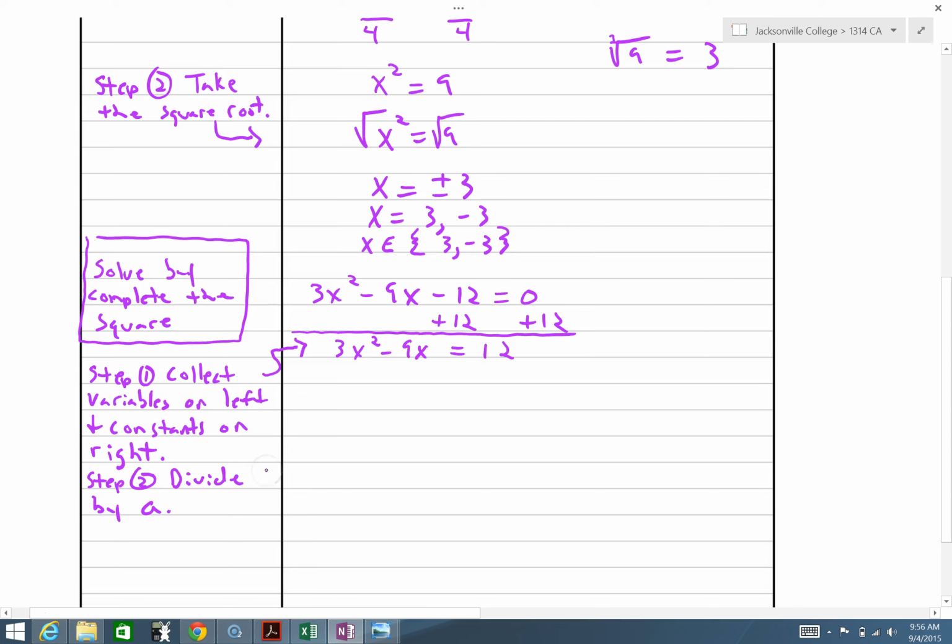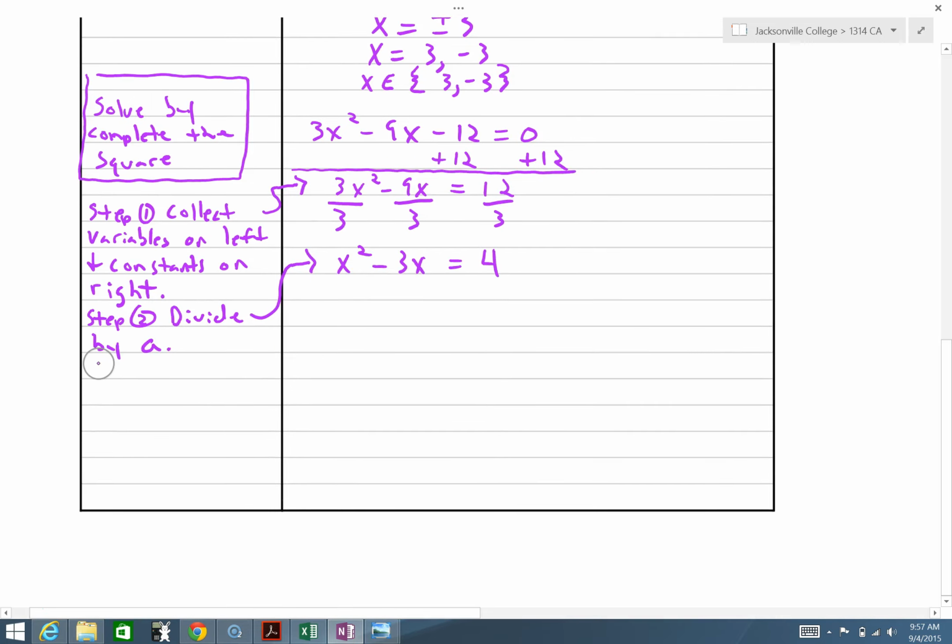So now I'm going to divide everything by this value 3. Dividing by 3 right across the board. When I do, 3 divides 3 to leave x squared. Negative 9 divided by 3, that's minus 3x. And 12 divided by 3, that is 4. That is step 2.